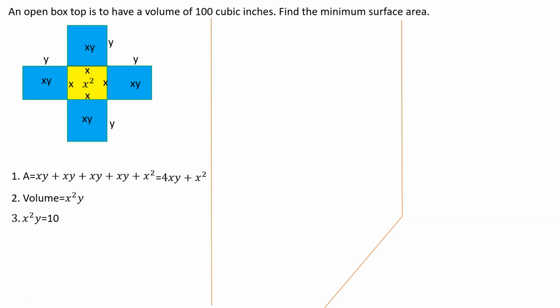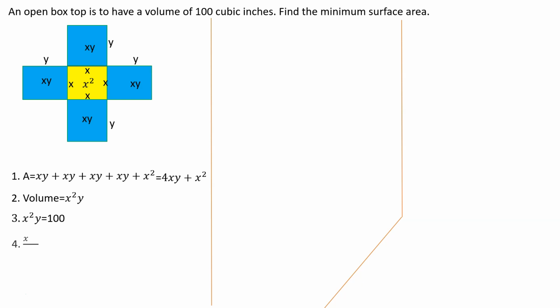I can say x squared y equals 100. And that is from the given statement of the problem where it says it's to have a volume of 100 cubic inches. The fact that it's 100 is not special. It could just be in general, like for example, A or B, just some number, okay? But here, to make it more concrete, I just randomly chose 100. It could be 50 or 200 or 1,000.